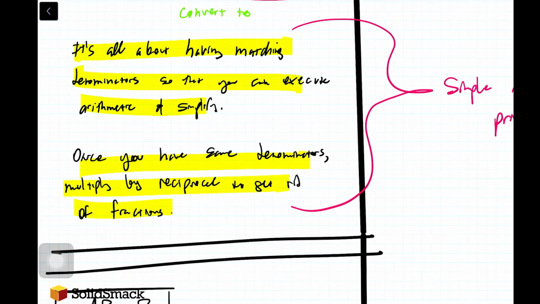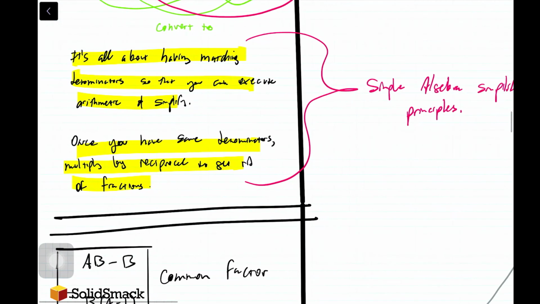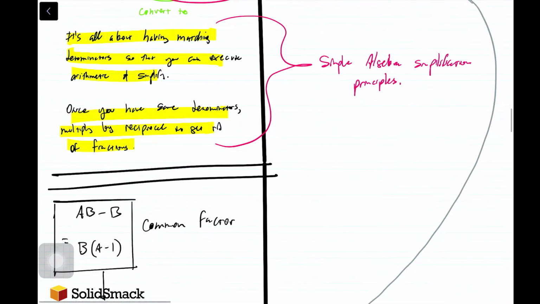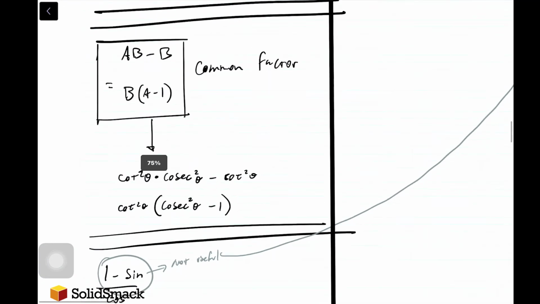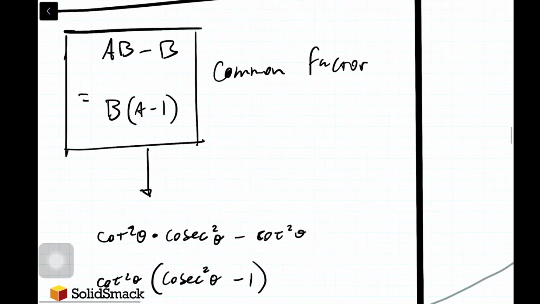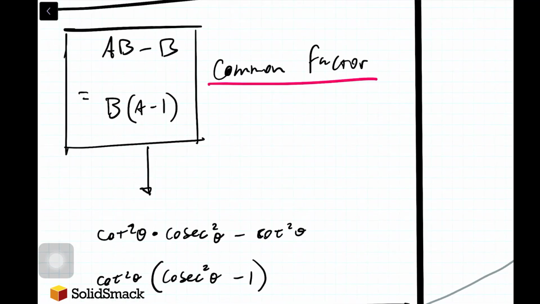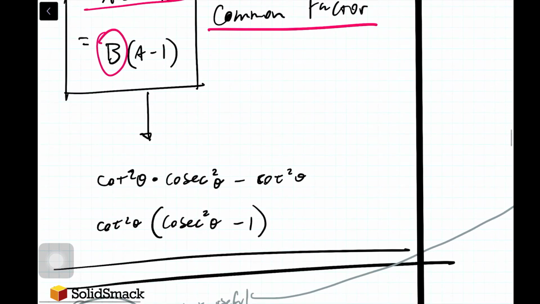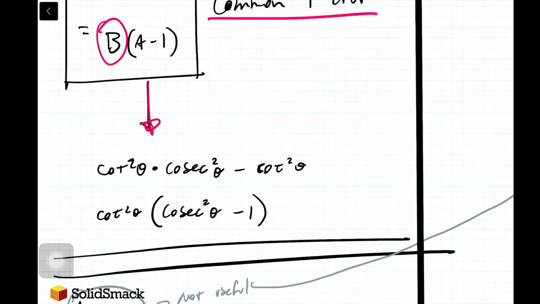Yeah, once you have the same denominators, you can multiply by the reciprocal to get rid of the fraction. That's one of the strategies. Here you'll see a common factor strategy. You got AB minus B, take the B out. And once you take the B out, let me show you an example of what that looks like in the world of trig.